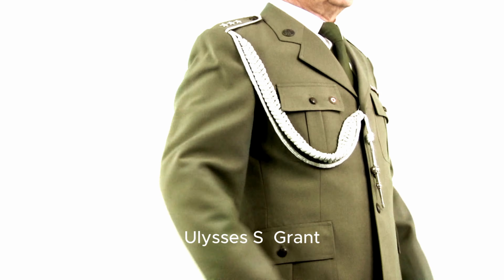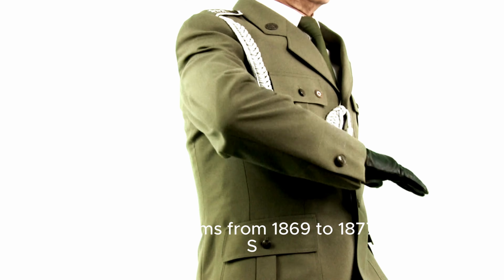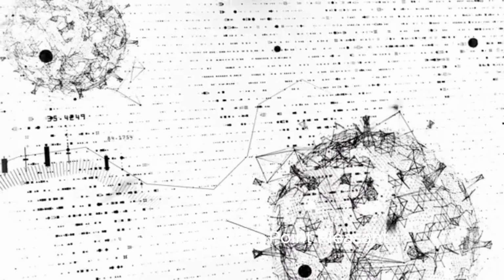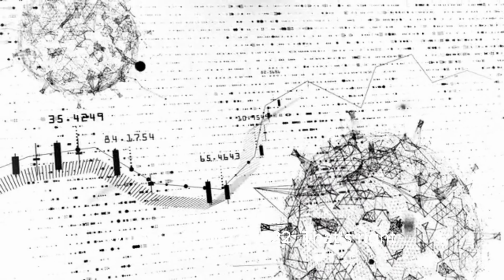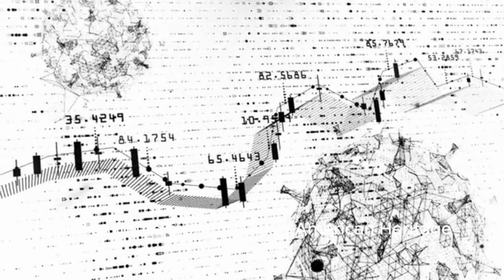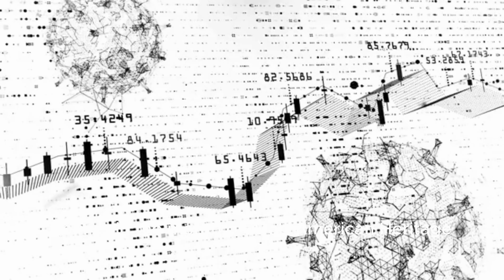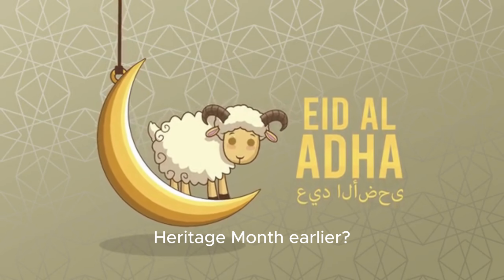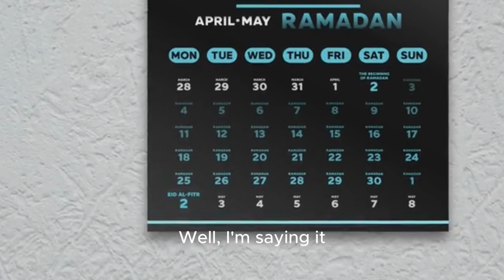Ulysses S. Grant, he served two terms from 1869 to 1877. Ulysses S. Grant was born in Point Pleasant, Ohio on April 27, 1822. That's right, April as in the month of Arab American Heritage Month. Remember what I said about Arab American Heritage Month earlier? Well, I'm saying it again because it's important.